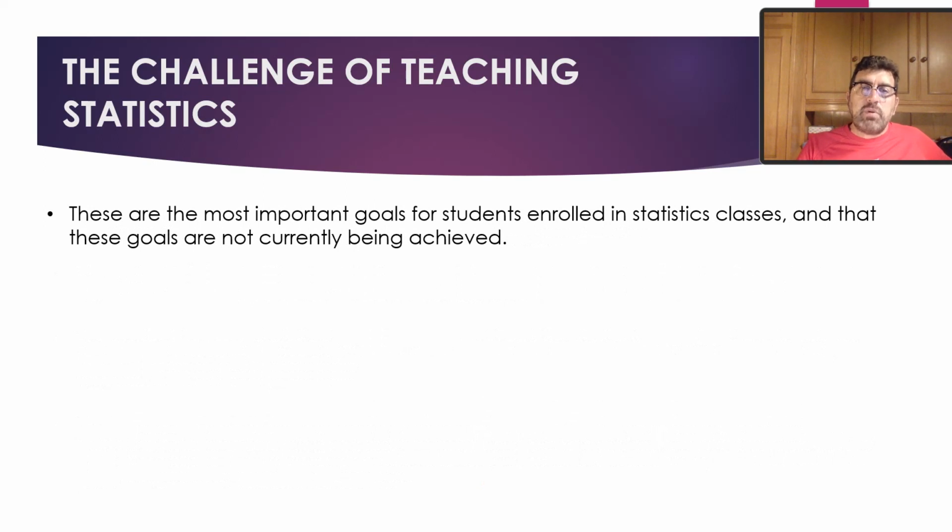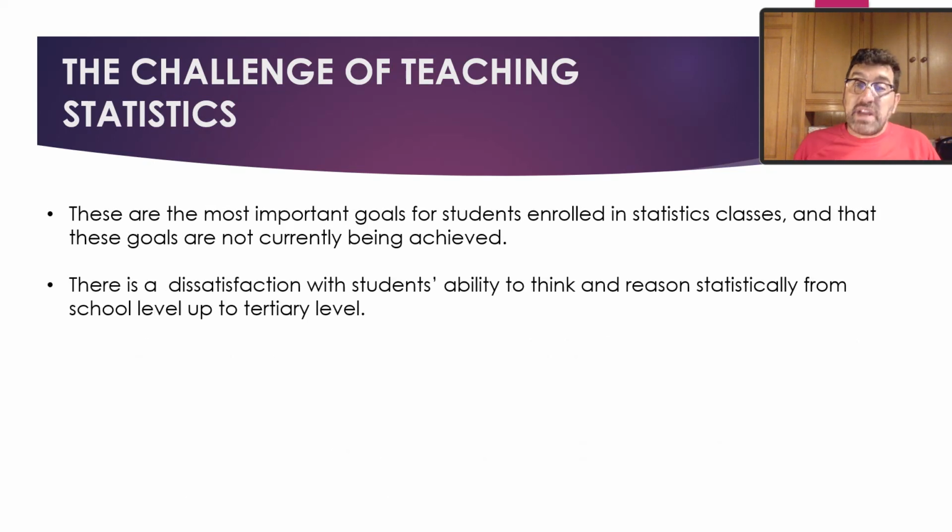These are the most important goals for students enrolled in statistics courses, and these goals are not concurrently achieved. Okay, the ones over here. There is a dissatisfaction with students' ability to think and reason statistically, right from school level up to tertiary level. The reasoning ability of people using statistics is really not as good as algebraic reasoning or geometric reasoning ability. And it's because of that grey area that statistics creates.